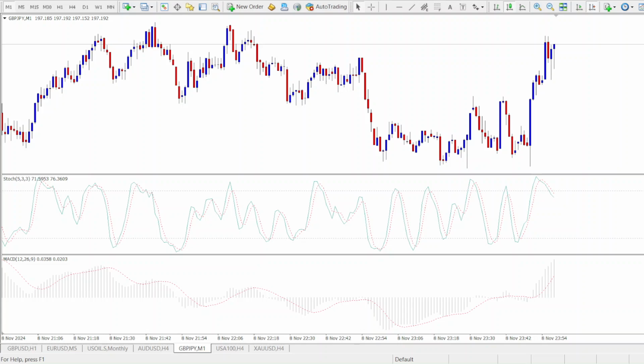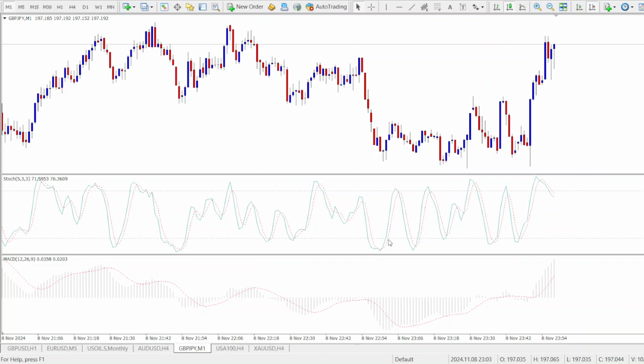All right, so why use these two indicators together? The stochastic oscillator helps us to spot overbought and oversold conditions, while the MACD tells us more about trend momentum. Combining them can help filter out some false signals and confirm whether a trend is strong enough to follow or likely to reverse.